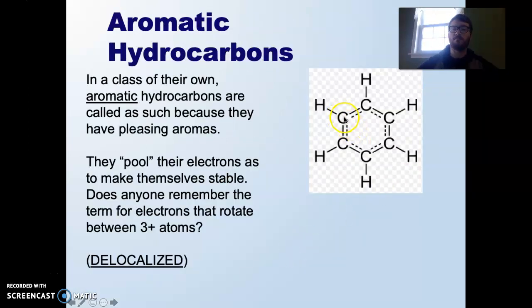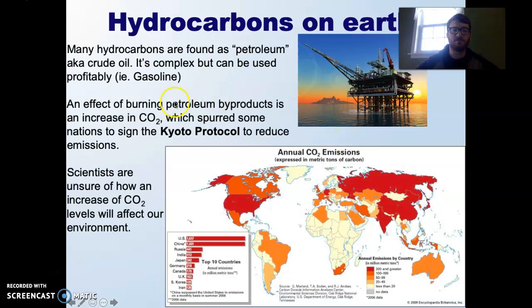Okay, we'll take a look at this hydrocarbon. Once it's burnt, all of these carbons split apart. The hydrogens bond together. That's fine, because hydrogen is nothing. The problem is the carbons bond to oxygen, making carbon dioxide. And a lot of people think that an increase in the CO2 levels affects the environment.